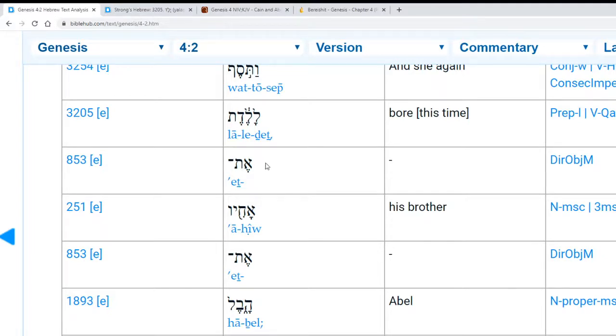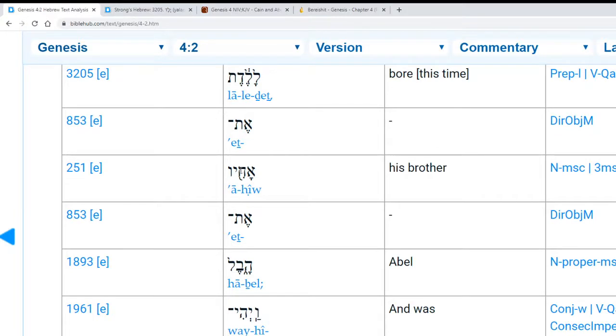Okay, et is the direct object marker. Achiv, right? So ach means brother. Achiv means his brother.